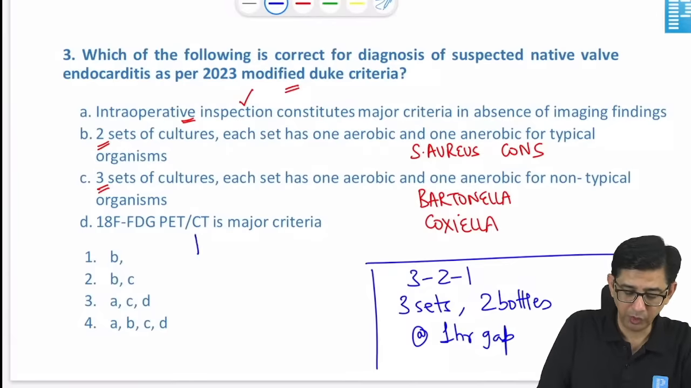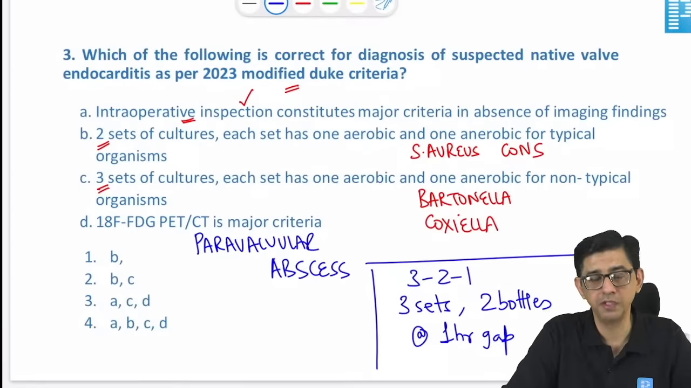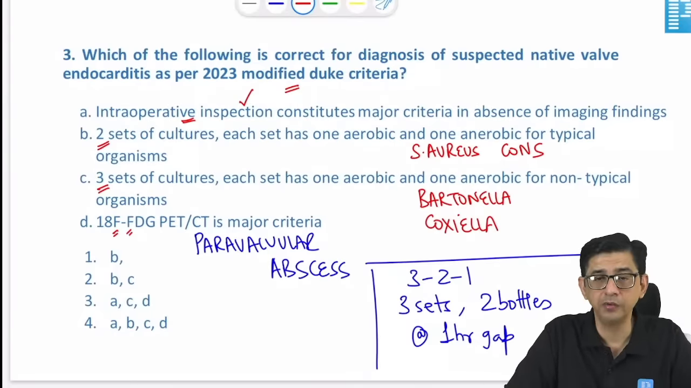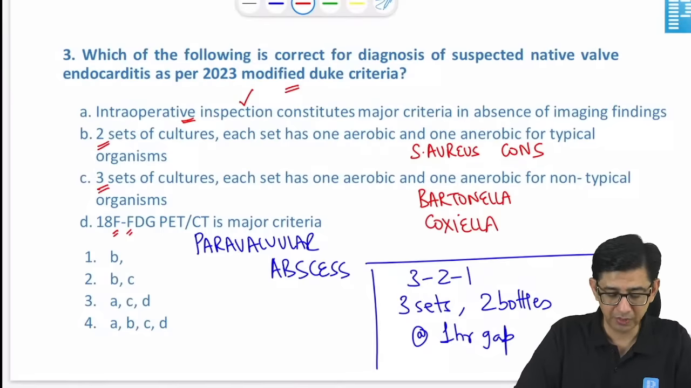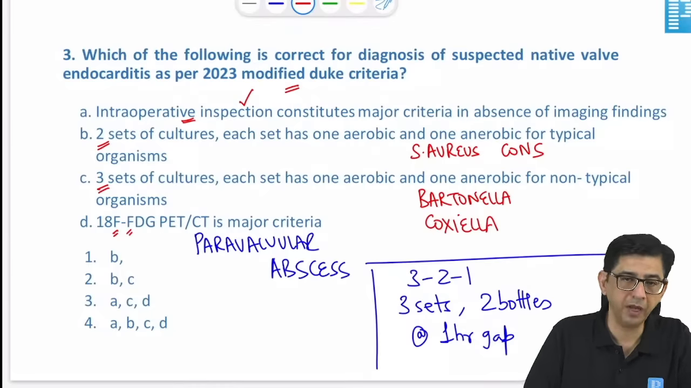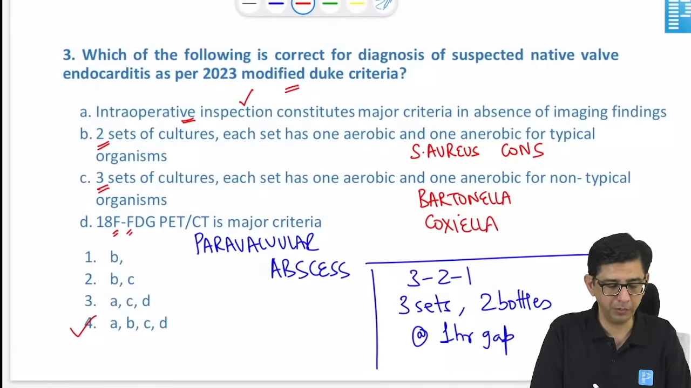As I explained to you, if it is a paravalvular abscess, there is a high probability that it can be missed on echocardiography. So he has added new investigations also. One is cardiac CT. Another is 18F FDG PET. The first F is fluoride, and the second is fluorodeoxyglucose, so the F comes two times. It helps pick up paravalvular lesions. So the correct answer for this one, guys, is option 4, that is, all four options are correct.